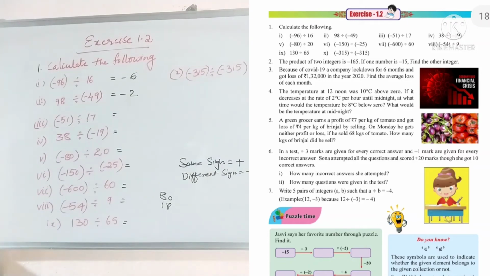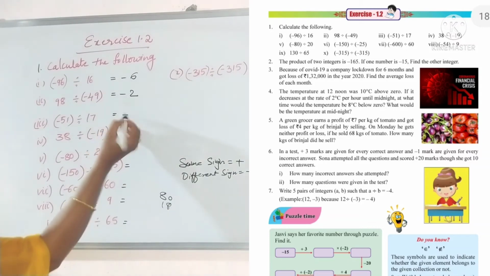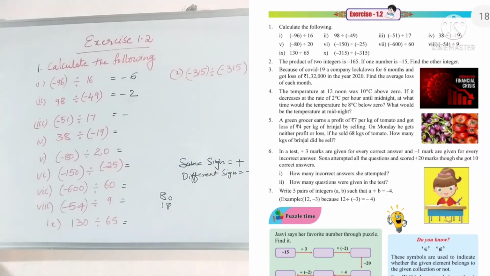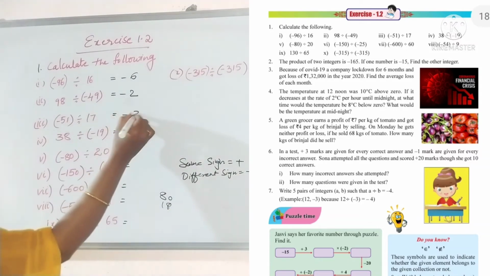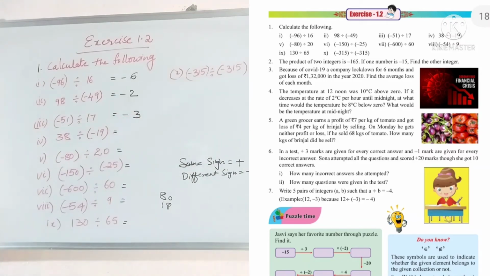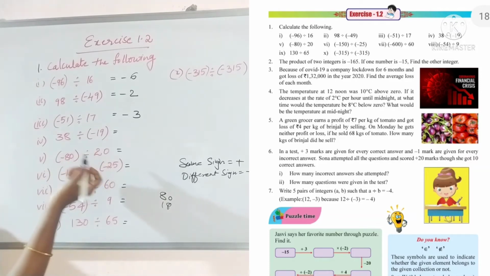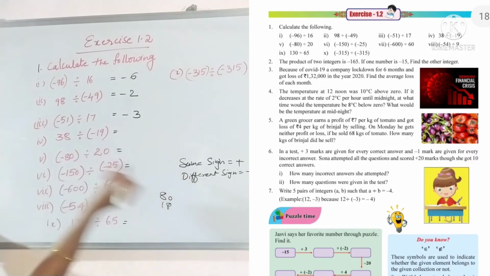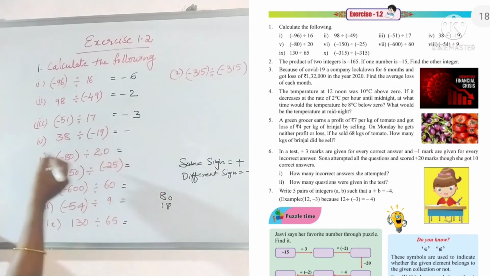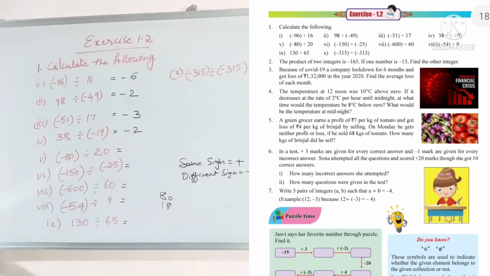So here also both the integers have different signs. So the quotient or answer must be negative. 17 threes are. I think you all know tables, students. You have to be perfect in tables. Then only you can solve these problems easily. So here you see both the integers have different signs. So the answer will be negative. 19 twos are 38. So this is minus 2.